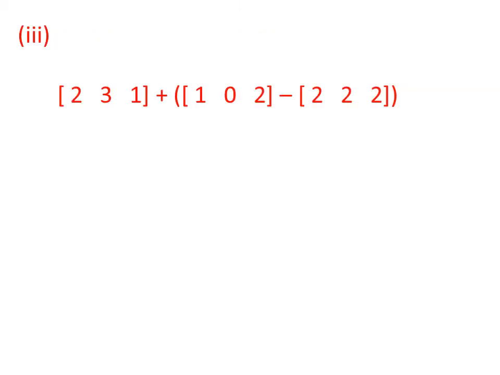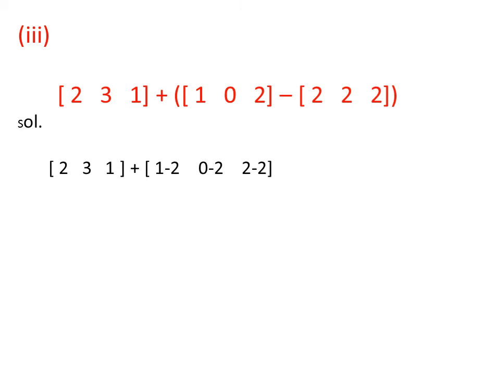In the next question, 3 row matrices are given, and you know that if a matrix has only one row, then we can say that it is a row matrix. Here 3 row matrices are given and we have to solve it. But first of all, we will solve the matrices which are written in parentheses. For this, we will write the first matrix as it is, which has the elements 2, 3, 1. After this, the matrices in parentheses are subtracted because the minus sign is here. For this, we can write 1 minus 2, 0 minus 2 and 2 minus 2.